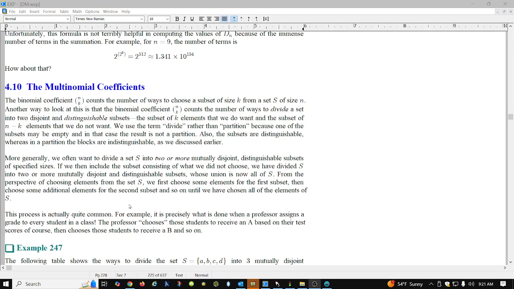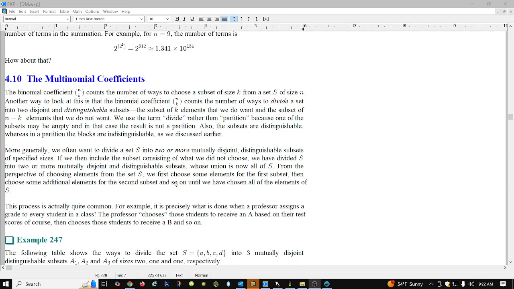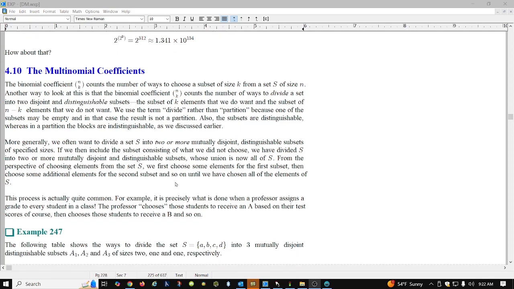This is actually quite a common task, not just in mathematics. For example, this is exactly what a professor does when he or she assigns grades to the students in a class. The professor chooses those students to receive an A based on their test scores, their performance in class, then chooses those students who receive a B, and so on. And as long as every student gets a grade, we have this sort of division of the set of students into mutually disjoint, distinguishable subsets.